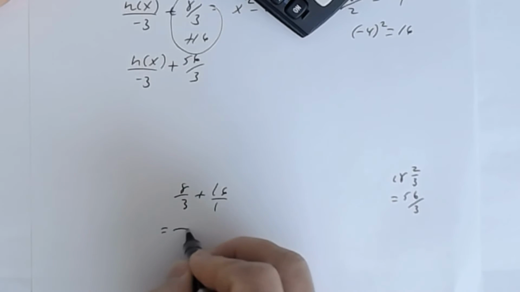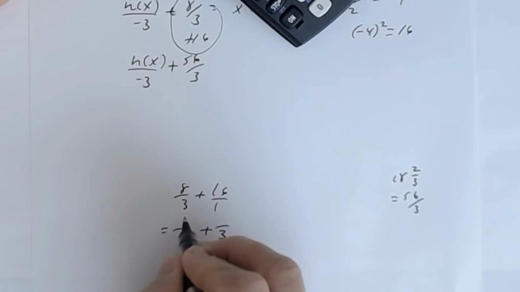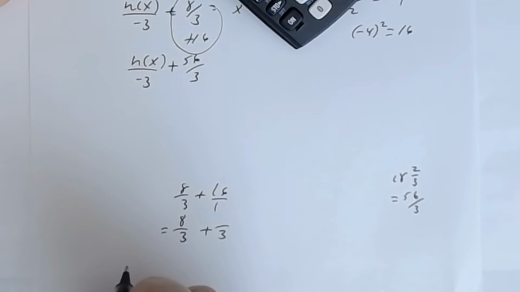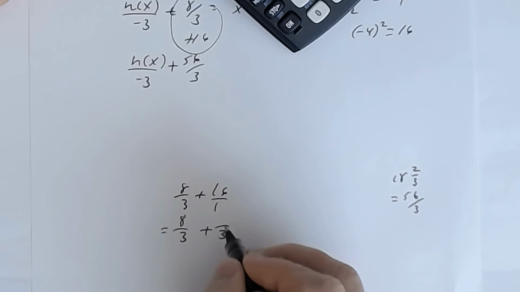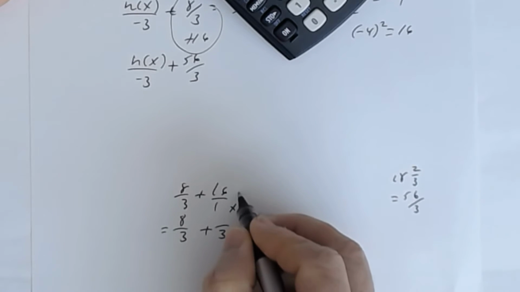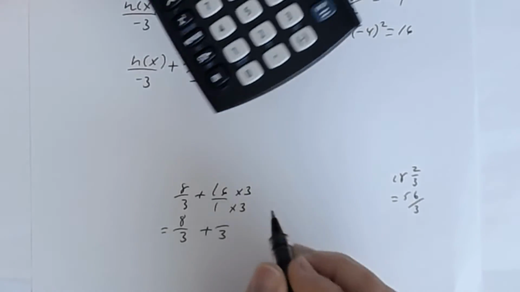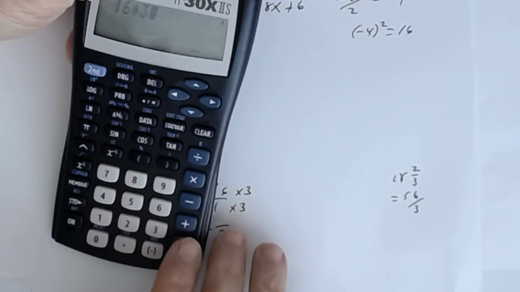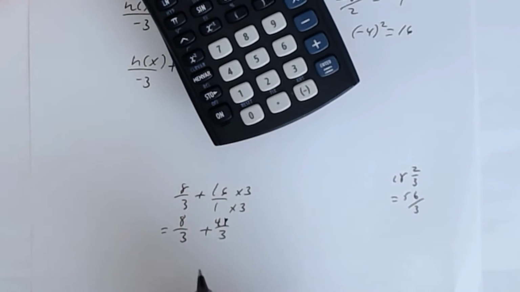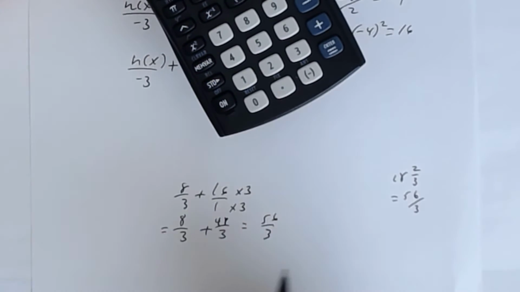The LCD is 3, so you're going to write 2 equivalent fractions with that denominator 3. These denominators are already the same, so 8/3 is equivalent to itself. 16 is equivalent to what fraction with a denominator 3? Well, you're going to have to multiply both numerator and denominator by 3. And so 16 times 3, if you use your calculator, you get 48, right? And then 48/3 plus 8/3 gives us 56/3, which is what we saw here.